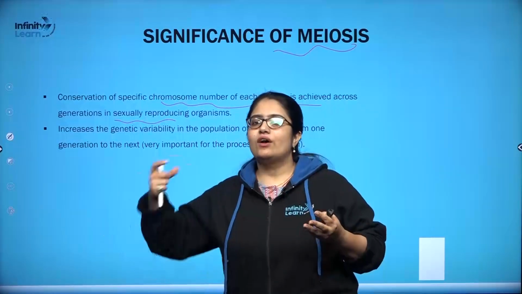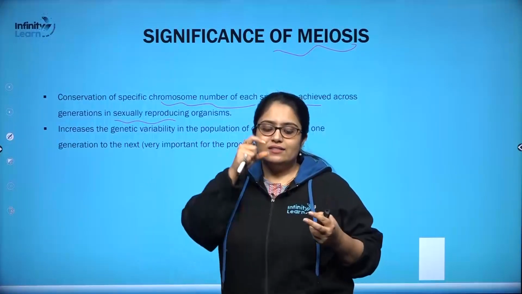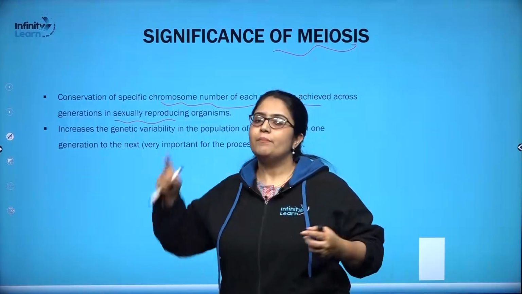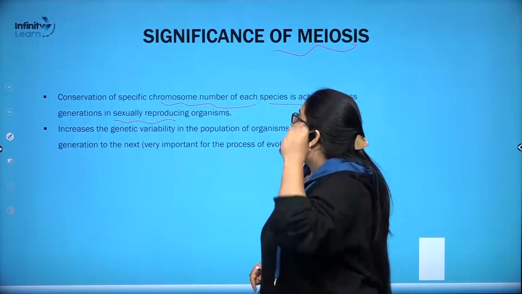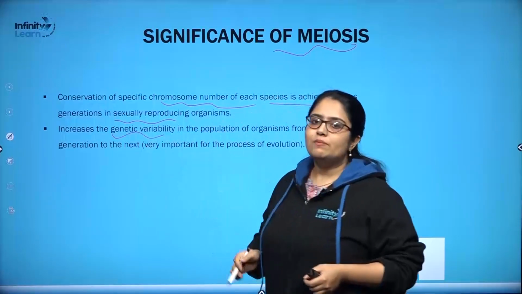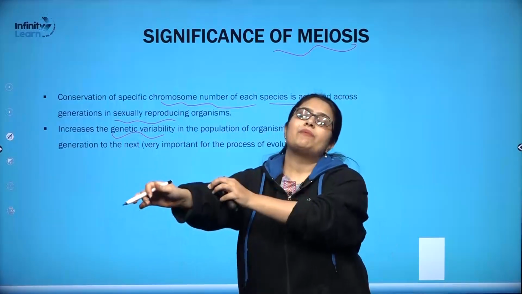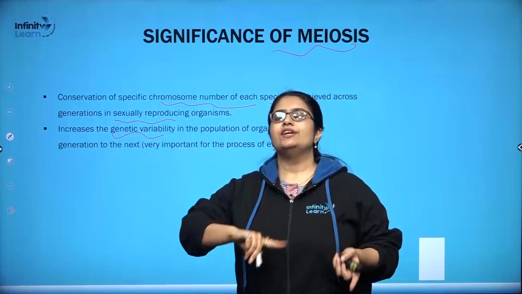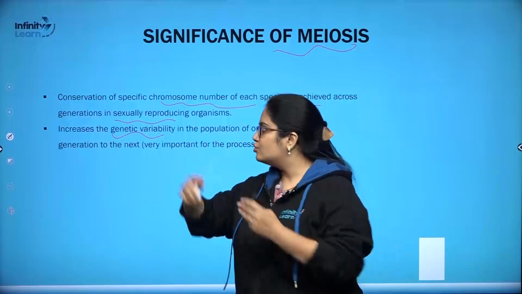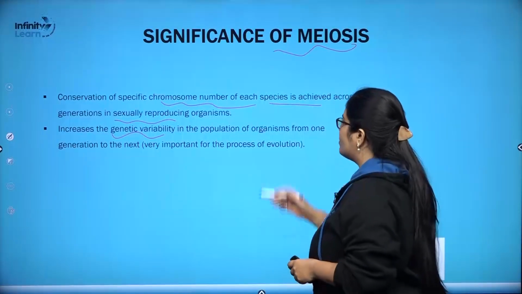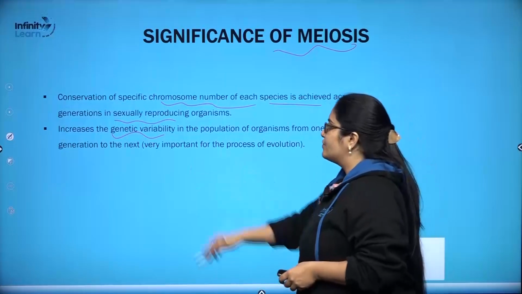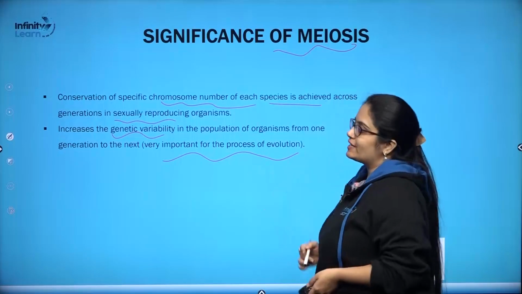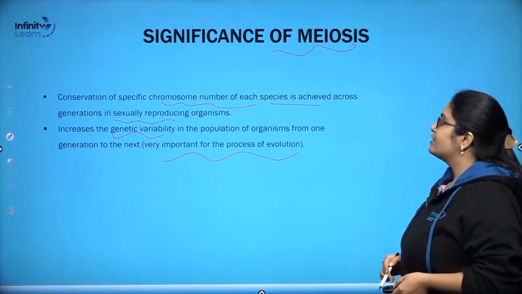The parent organism is having diploid cells. Again, the zygote from which the new organism will develop will also have diploid cells because of this meiosis phenomenon. Now meiosis increases the genetic variability because remember in meiosis 1, in prophase 1, pachytene stage, there is crossing over leading to recombination of genetic material, leading to variation, genetic variability in the population of an organism from generation to generation, which is a very important step in the process of evolution. I already explained this point. So these are two important significances of meiosis.